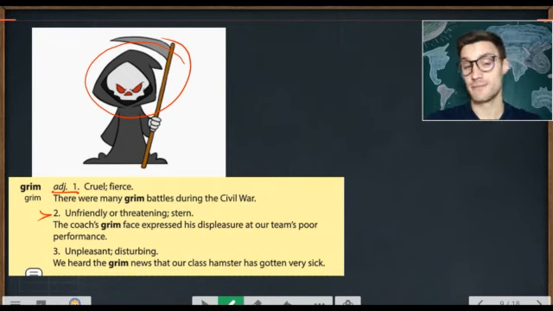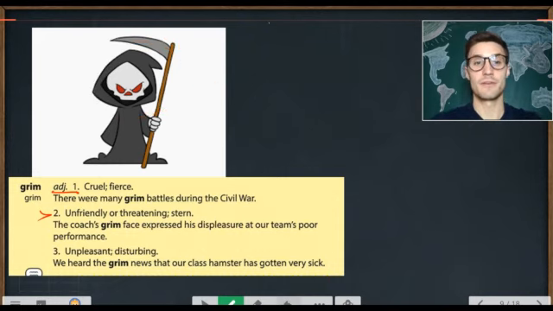Third adjective meaning is to describe something which is unpleasant, disturbing. We heard the grim news that our class hamster has gotten very sick. So bad news can be grim news, right? This is the Grim Reaper. If you see the Grim Reaper, it means it's time for you to die. So that's why he's called the Grim Reaper.